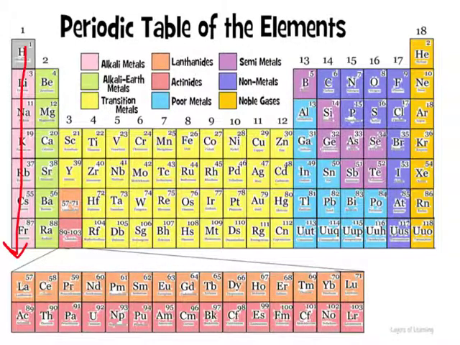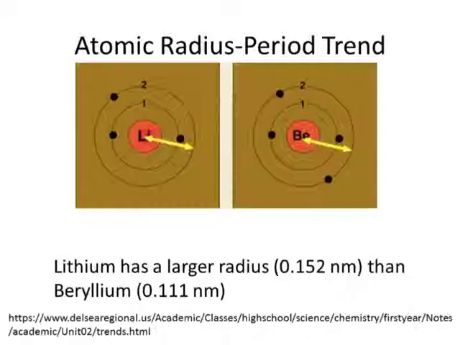It's also important to note that there is a trend as one moves from left to right across the period of the periodic table. And to explore that, we'll look at the elements lithium, which has 3 electrons and an electron configuration that ends in 2s1, and beryllium, which has 4 electrons and an electron configuration that ends in 2s2.